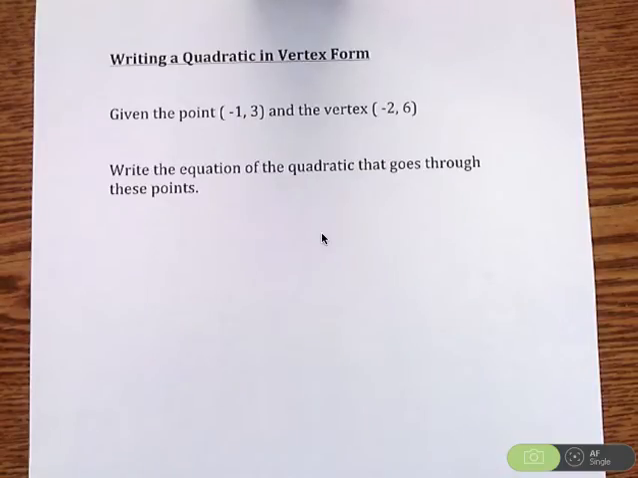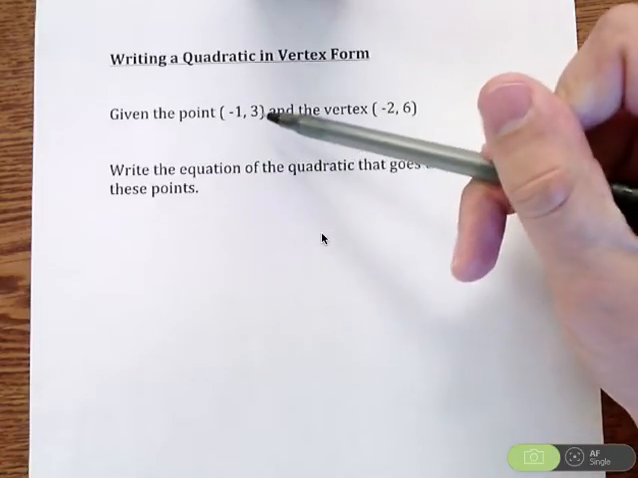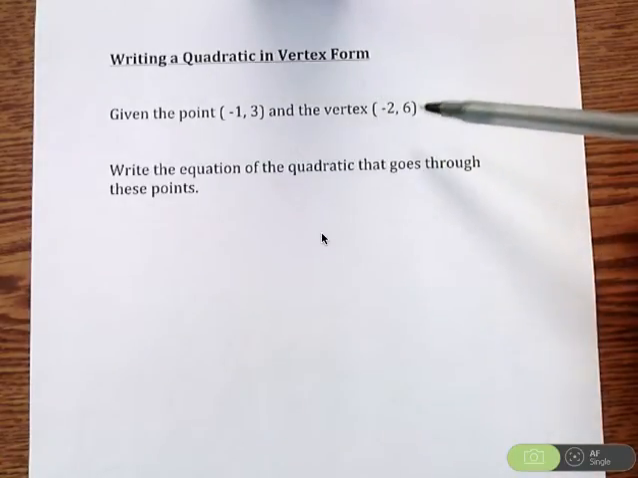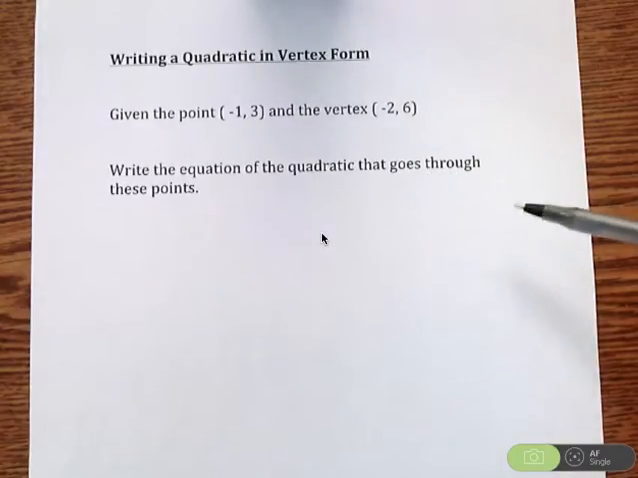All right, in this video I'm going to write a quadratic equation in vertex form. So the question preface is they're given the point -1, 3 and the vertex -2, 6. We're going to write the equation of the quadratic that goes through the points.